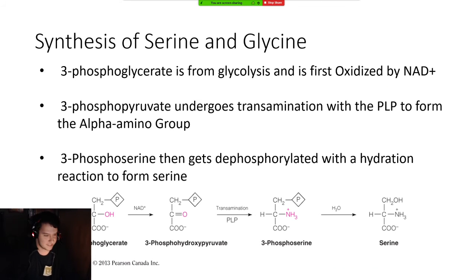Okay, synthesis of serine and glycine. So glycine and serine are very similar. We start by using the 3-phosphoglycerate from glycolysis, and we oxidize it with NAD+.